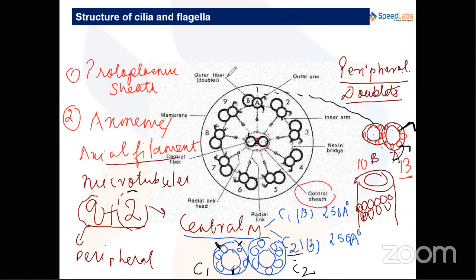So what structures are clear to you? The outer fiber doublet and outer arm are clear to you. The inner arm is this one, this one. It looks a little faded, but you have the central fiber clear to you. Now outside, what you have is the protoplasmic sheath.